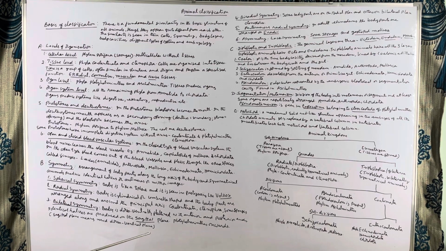Then, from phylum Platyhelminthes onwards, all the animals exhibit bilateral symmetry with a few exceptions. Those exceptions are gastropod mollusks and echinoderms. Radial symmetry is seen in phylum Coelenterata, phylum Ctenophora, and also some sponges.